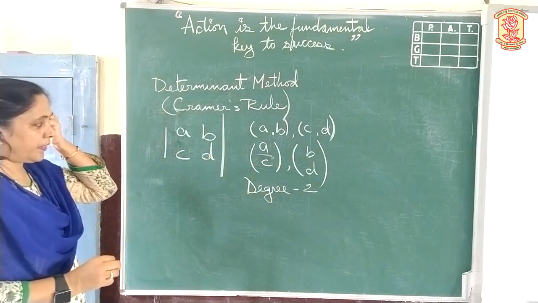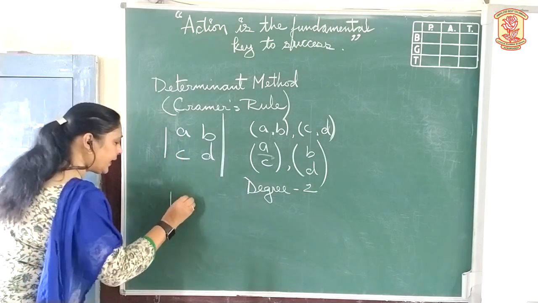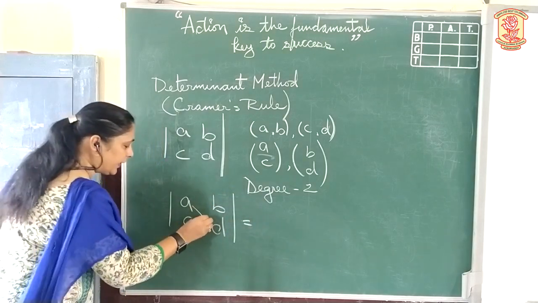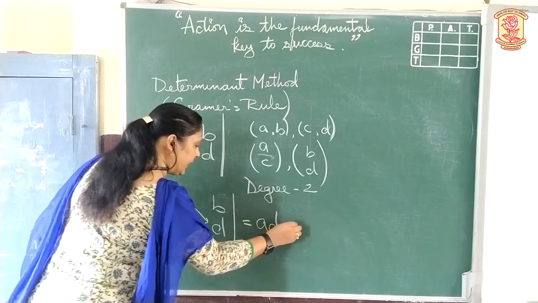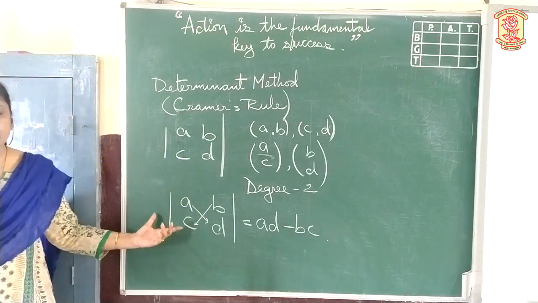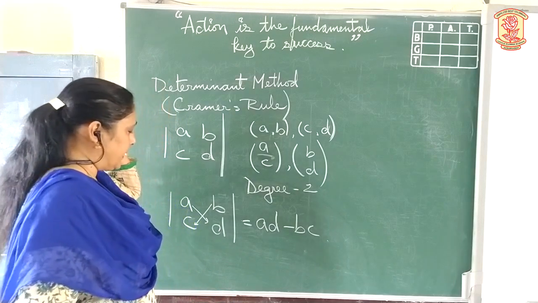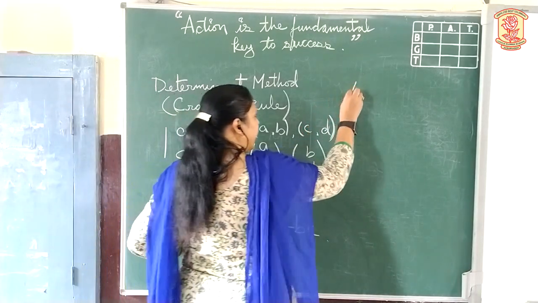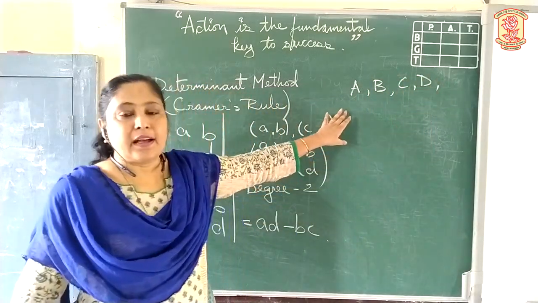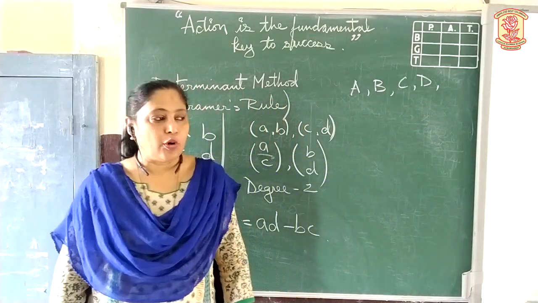Now we are going to see how we can solve this determinant A, B, C, D. We have to cross multiply, that is A into D, that is AD, minus B into C, that is BC. So this is how we represent a determinant. Most determinants are represented by capital letters like A, B, C, D, and so on.